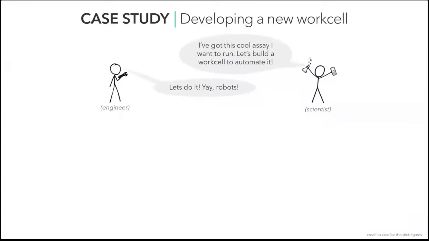Let's talk about this situation where you don't have automation yet, but you want to start bringing it into your lab. Some of you may have seen or have been a part of a situation like this. Say, hypothetically, an R&D scientist comes to an engineer and says, "I've got this cool assay I want to run. Let's build a work cell to automate it." And everyone's on board. Yeah, let's do it. So they all sit down together, gather all the requirements of the work cell. Maybe the scientist sends over an SOP so that the engineer better understands the assay, and the engineer gets to work.